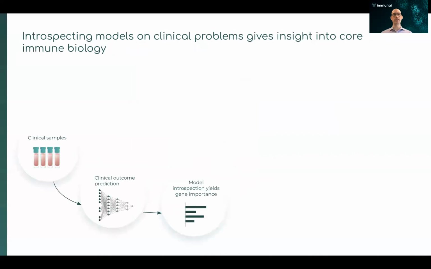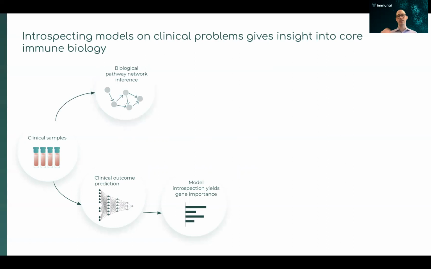Right, but these prediction models where we're predicting whether someone's going to respond are not interesting in and of themselves, right? What they do is give us insight into some core immune biology. Because if a model can predict whether someone's going to respond or not respond, we believe that it understands something core about the immune biology. And what we can do is introspect that model to look at, for example, what genes are really important. What gene expression is it looking at in order to make its prediction?